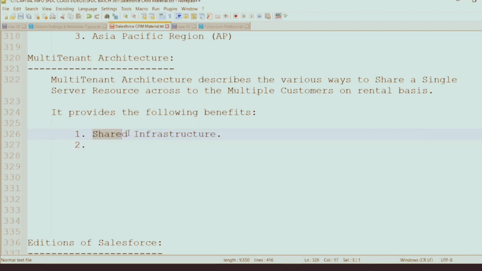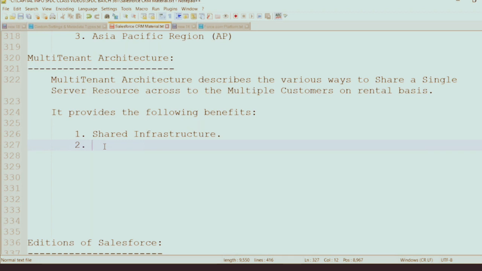So shared infrastructure means whatever server resources and infrastructure facilities we have are not allocated to a single customer; we share these resources with multiple customers on a rental basis. Now, let me explain one small general scenario.